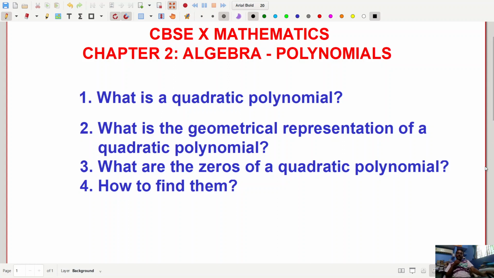Welcome back, students. This is mathematics for CBSE class 10, and we have been studying chapter 2, algebra, in which we have studied polynomials. We have introduced what a polynomial is, and polynomials of degree 1, namely the linear polynomial, of degree 2, namely the quadratic polynomial, and the cubic polynomial and bi-quadratic polynomial.